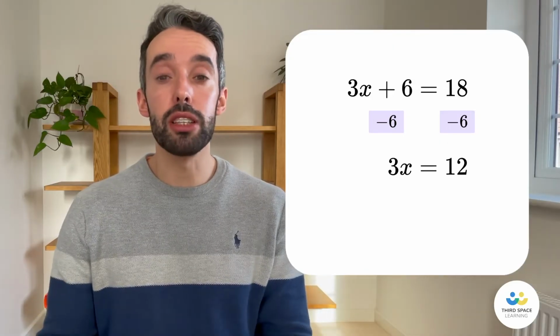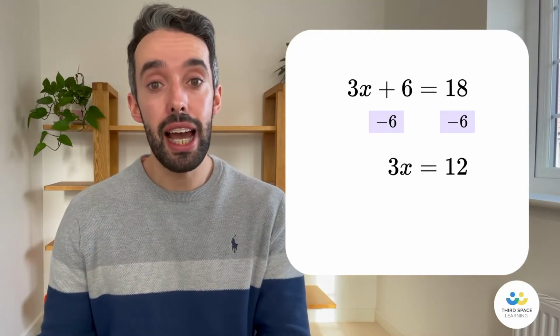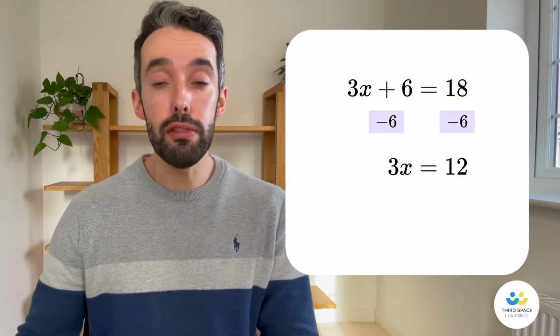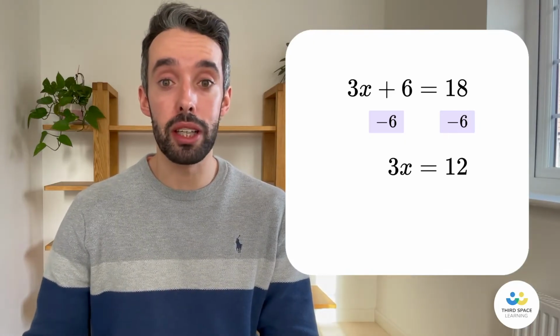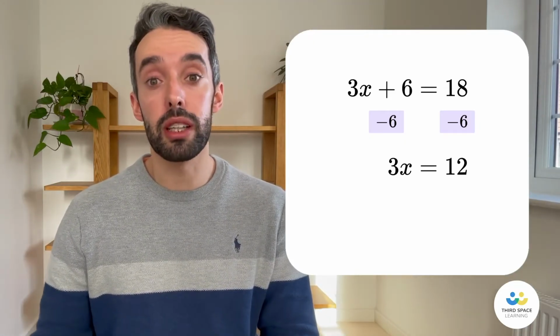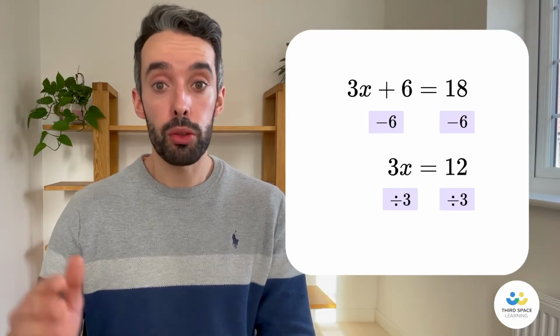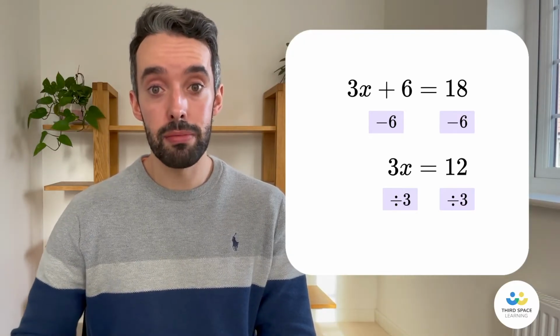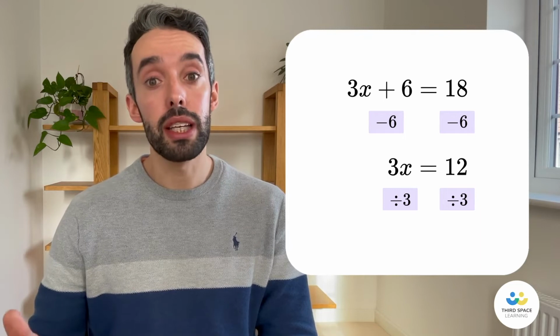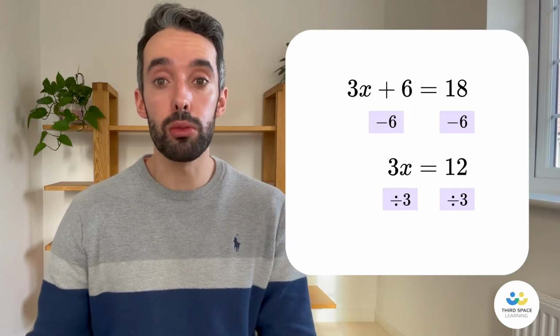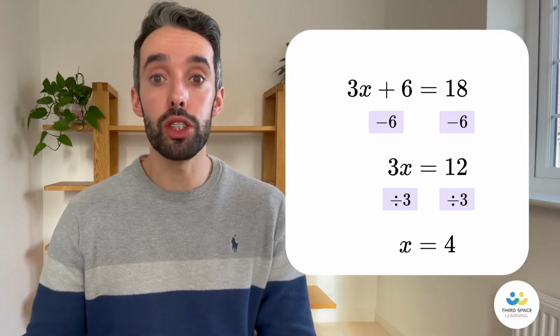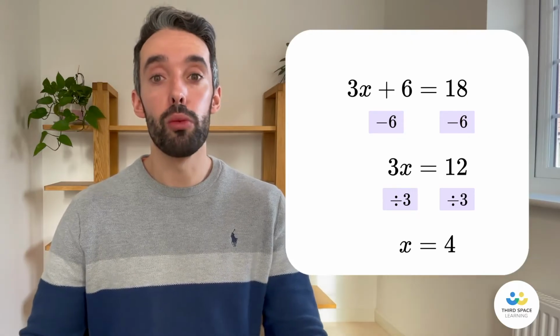Now 3x means 3 multiplied by x. So the inverse operation is divide by 3. So we divide by 3 on both sides of the equals. So 3x divided by 3 is x, and 12 divided by 3 is 4. So x equals 4 is the solution to our equation. And there we go. We have solved the linear equation. Let's have a look at some examples together.